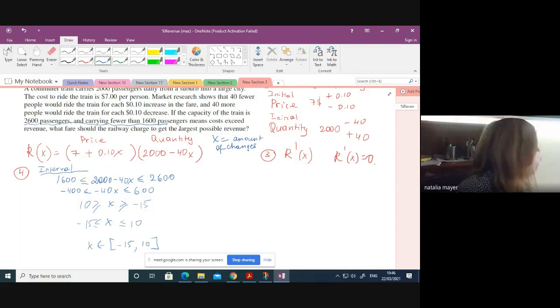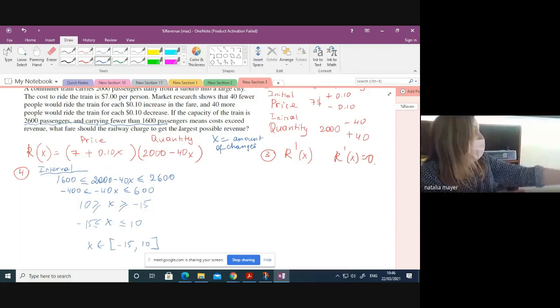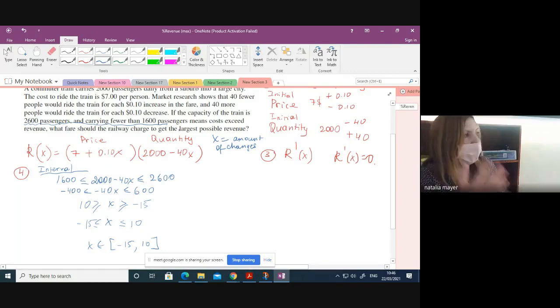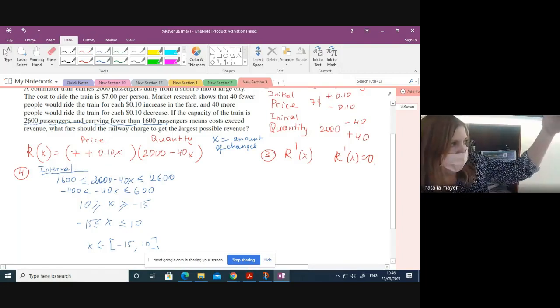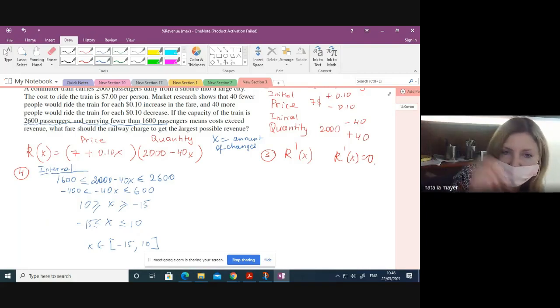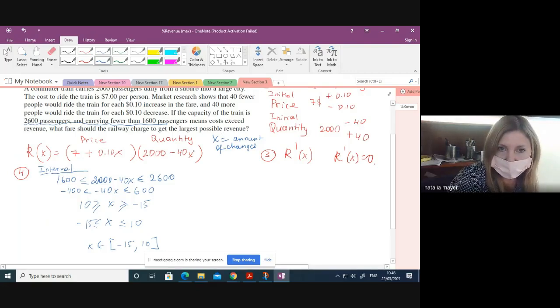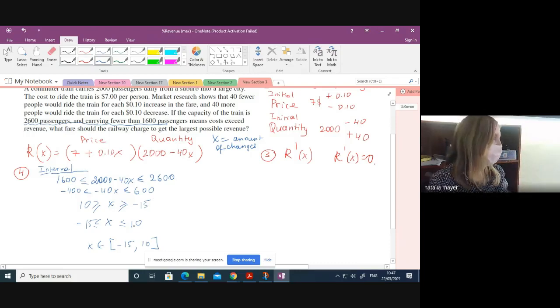In some questions, you will have to be ready to identify that maybe the price will be limited, because, for example, in the market there might be an upper bound for the price, right? But in this question, the way it's formulated, the limit goes to the quantity. That's why I take this quantity expression from the revenue function and say that this expression should be less than 2,600, but it has to be greater than 1,600, because this expression represents how many passengers are going to be there. Okay, I understand. All right. And then you solve the double inequality. This is advanced functions, right.